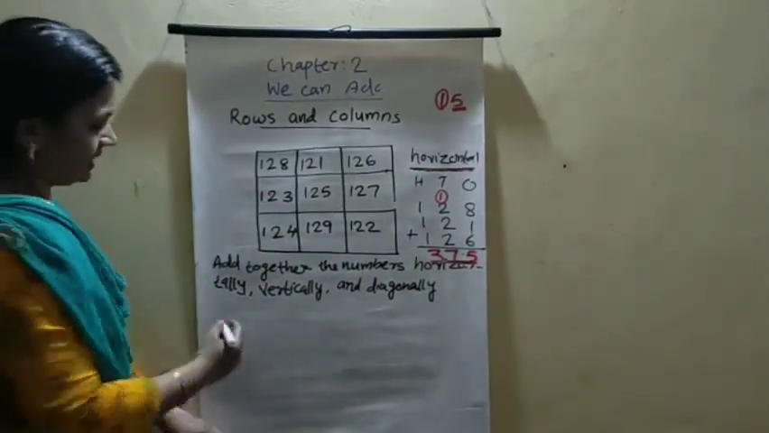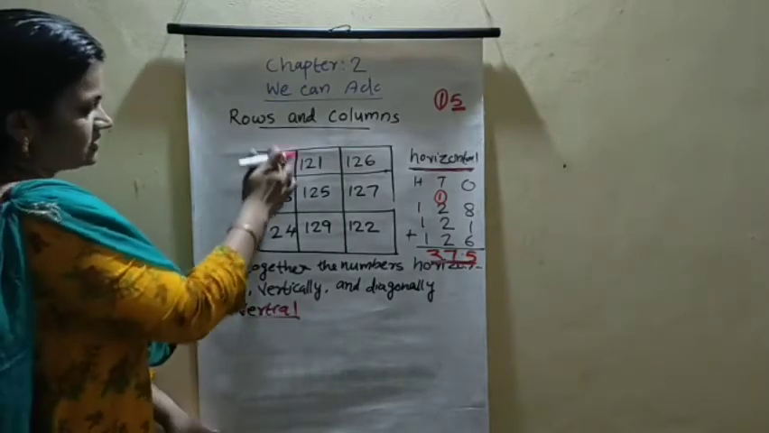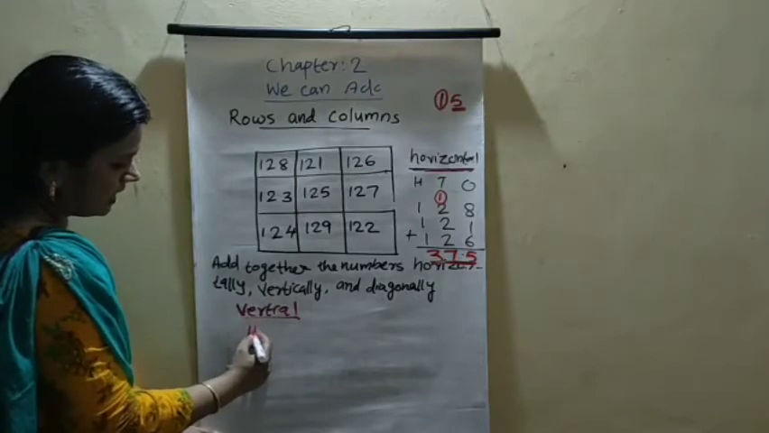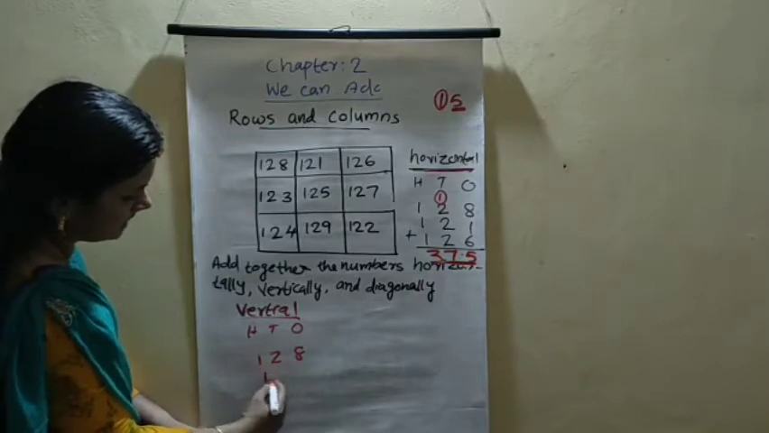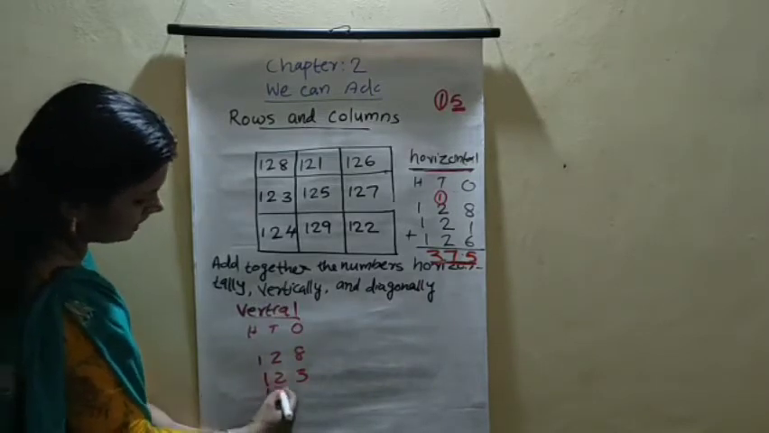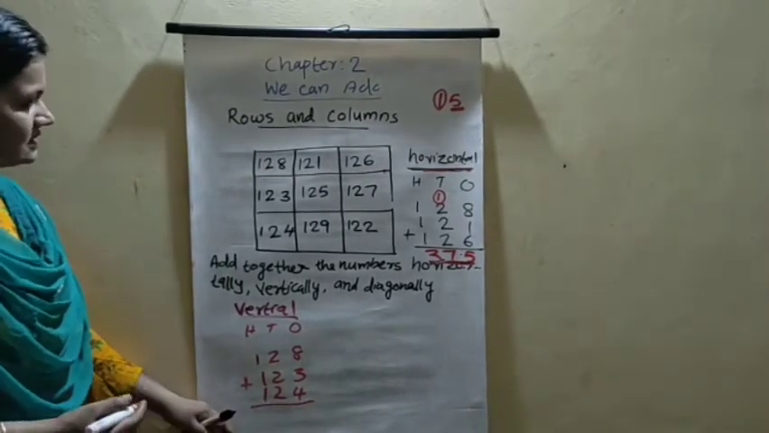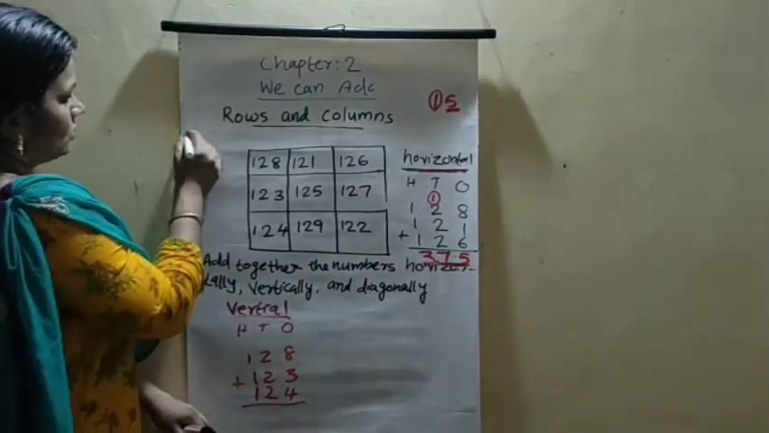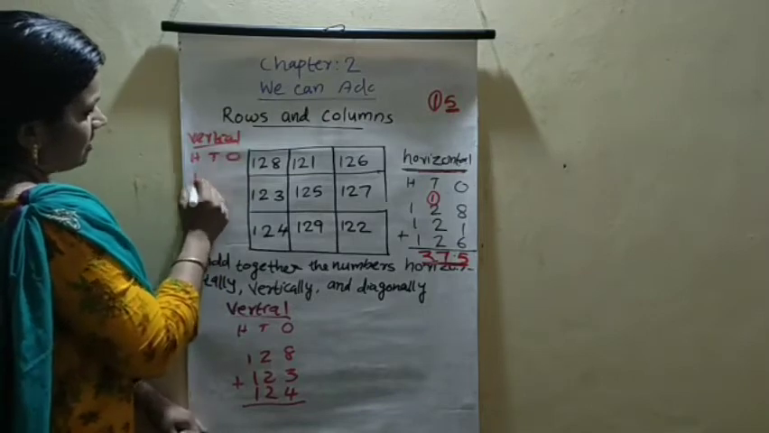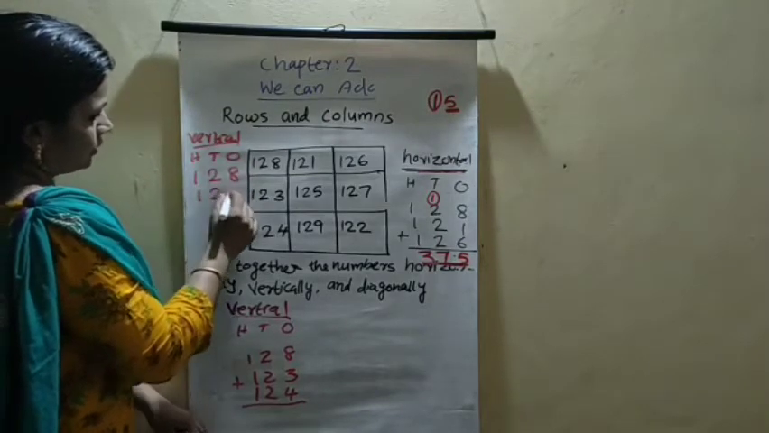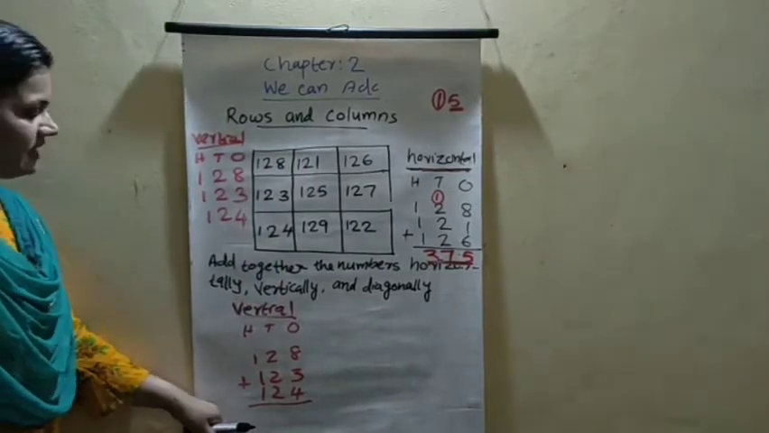Next we can add vertically. This is the vertical. Then first you write hundreds, tens, ones. 128, then 123, then 124. Add these numbers. Can you see this? I think you can't see. Vertical, I can write here. 128, 123, 124. This is vertical. Okay, vertically we can write.